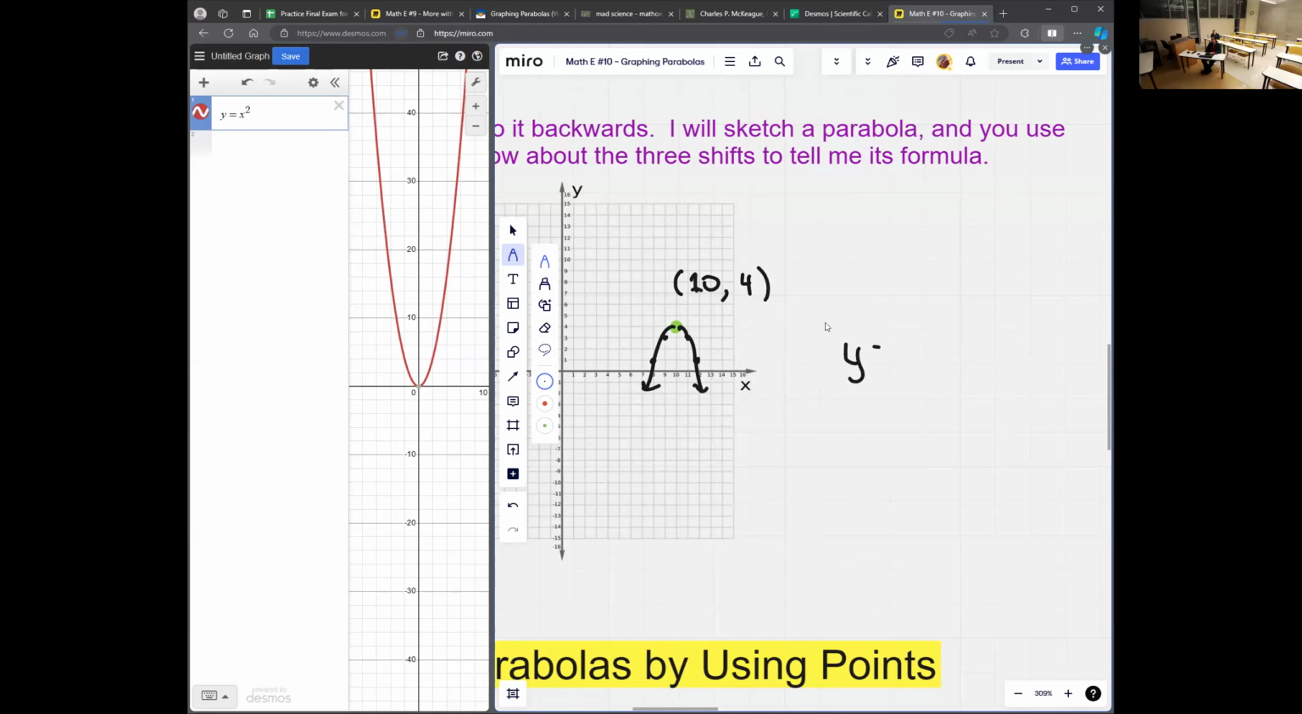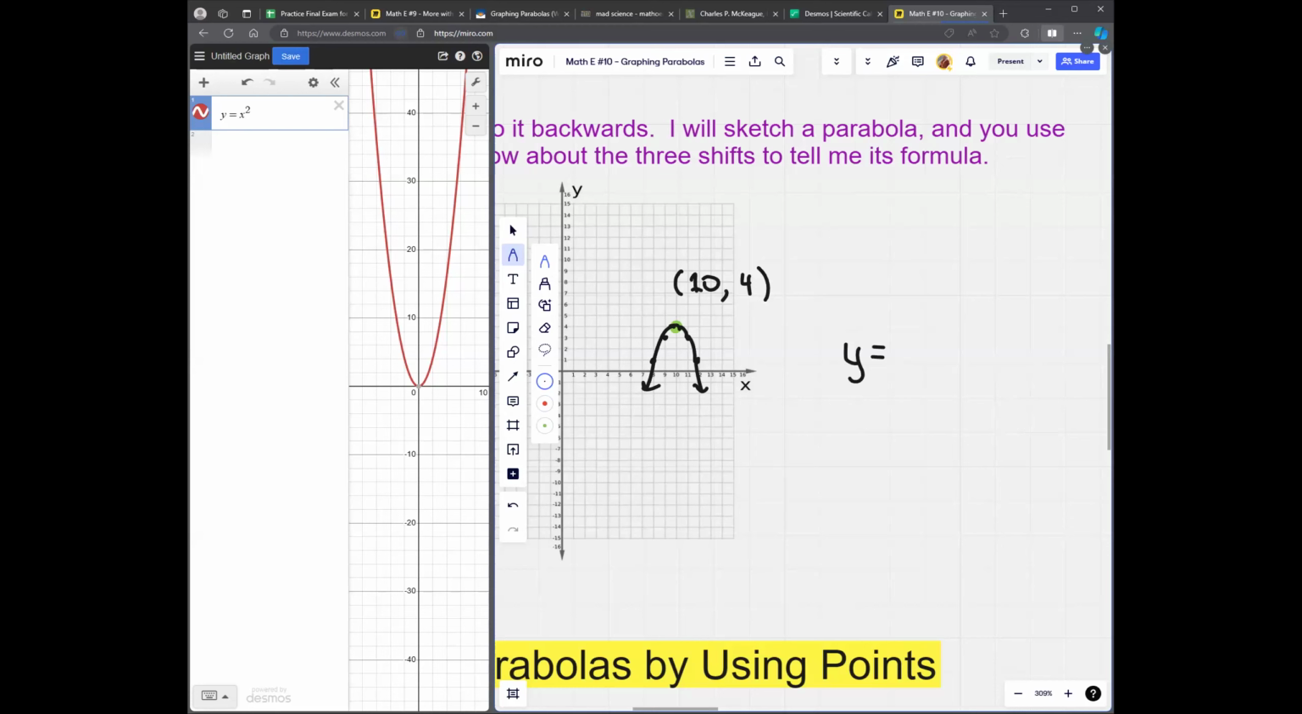So is this parabola a minus or a plus before the x squared? Am I starting with a plus or a minus for this parabola?